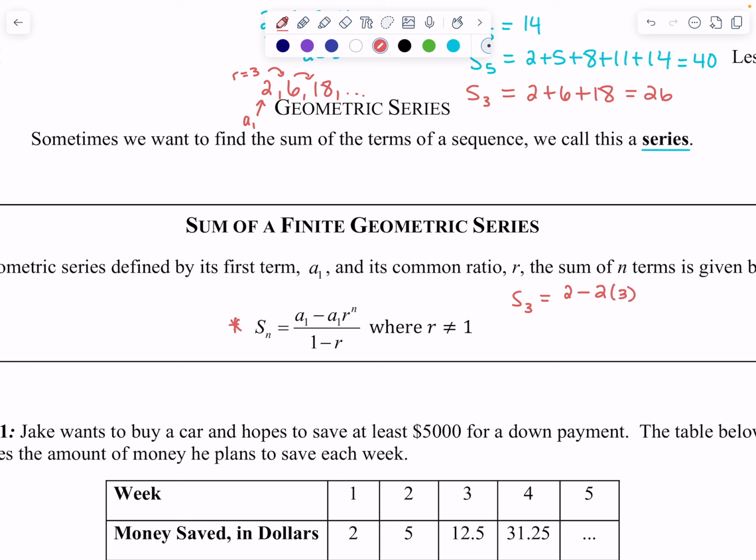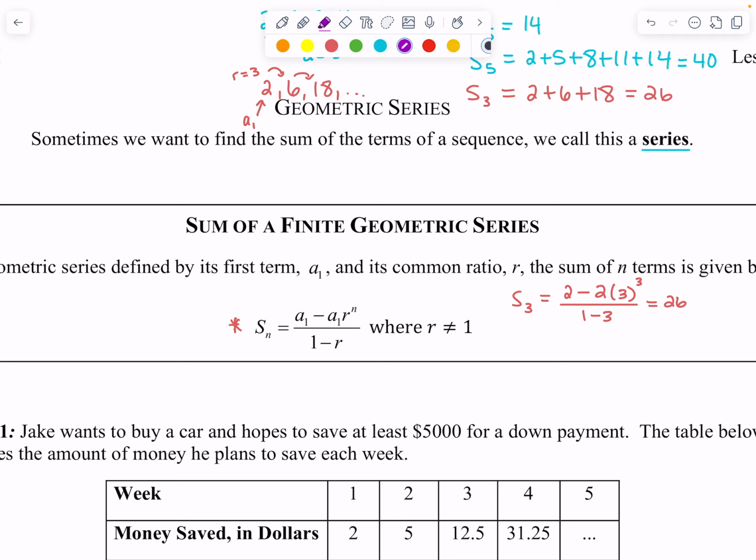N would be how many terms you want to find the sum of? So in my little example above, I was finding the sum of just those first 3 terms. And then you divide by 1 minus R. So obviously, looking at this from above, I was able to just add 2 plus 6 plus 18. But if you take a moment right now to plug into this formula what I have here, the 2 minus 2 times 3 to the third over 1 minus 3, you will also get 26.